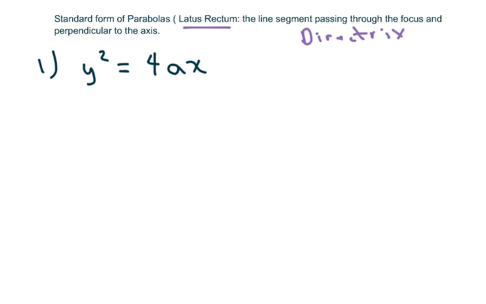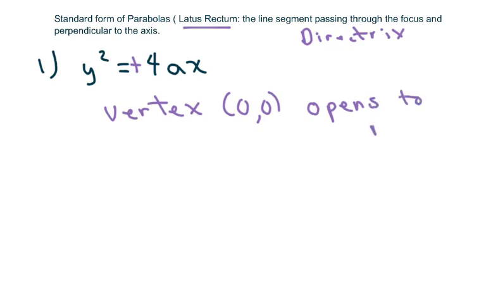So basically, the information you need to know for a parabola is a lot like when you did quadratics. However, in this case, it's y squared. So the vertex, we don't have a center for a parabola, so the vertex is 0, 0. Since this is positive, it opens to the right. The next video I'll be doing specific examples.